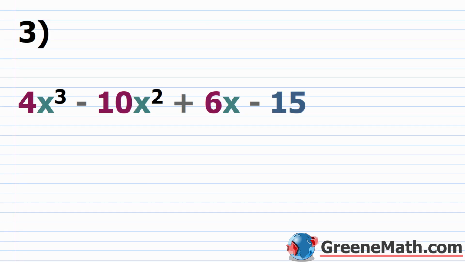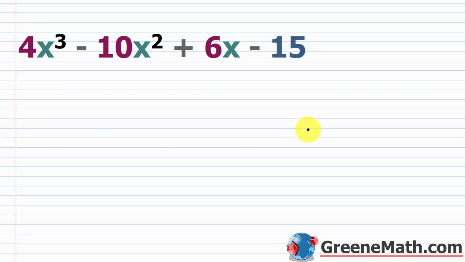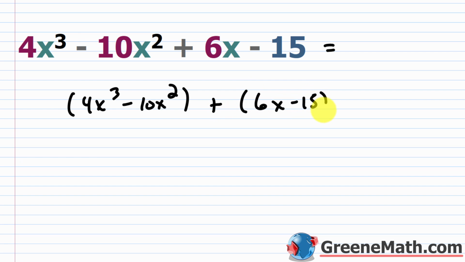Okay, let's look at problem number 3. So we have 4x cubed minus 10x squared plus 6x minus 15. What is the GCF? Well, again, it's 1. So let me look at this again. From just eyeballing it, I know it'll work with the first two and the last two. So let's go 4x cubed minus 10x squared. And then plus, we'll have this 6x minus 15 like this.